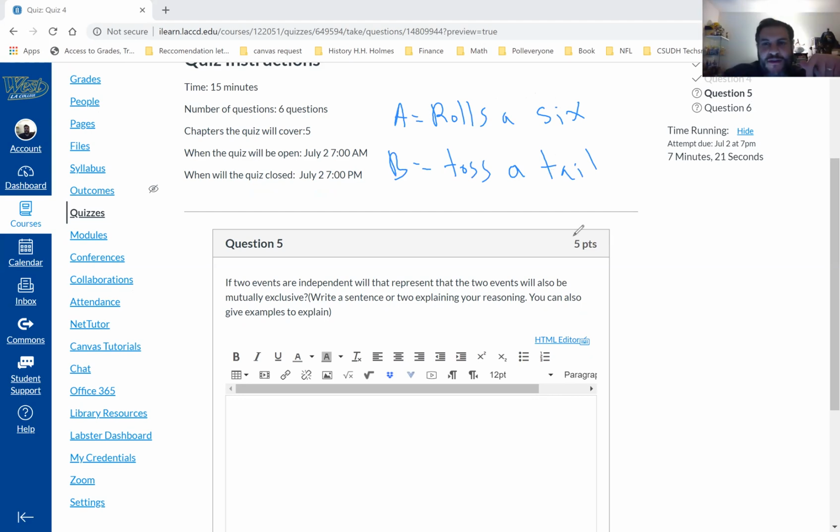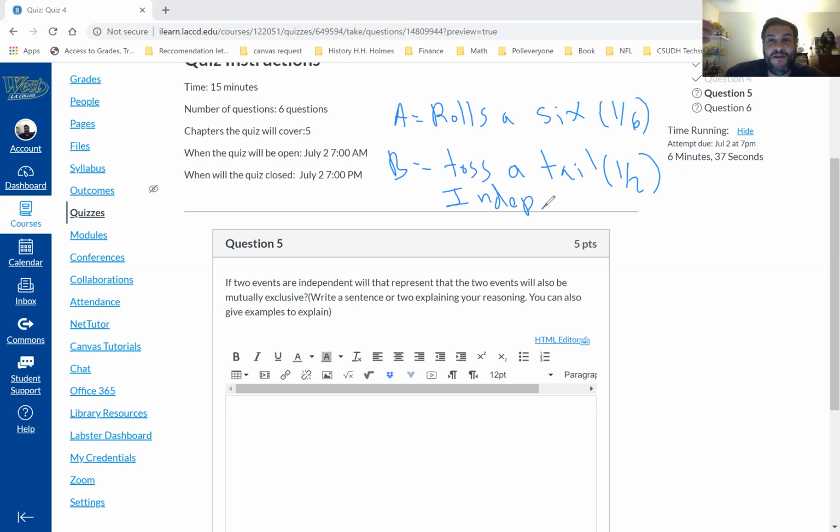If you remember, I gave you multiple examples, but one of them is if a person rolls a 6 on a die and a person flips a coin and gets tail, these two events are independent from each other, because the probability of rolling a 6 is 1 out of 6, and the probability that a coin will land on tail is 1/2.